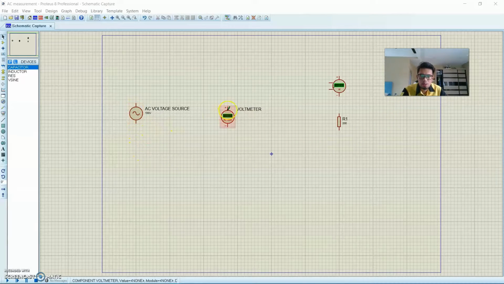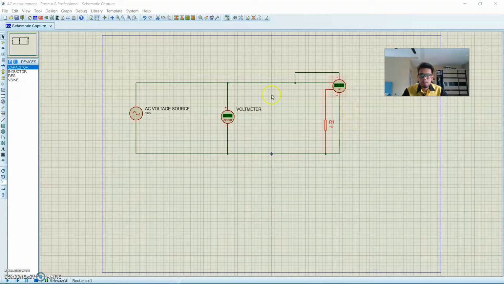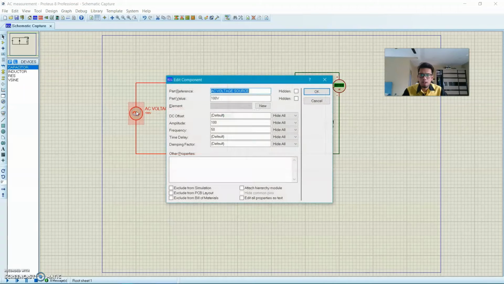I already chose all the components, so we're going to assemble it. This is the circuit arrangement, consisting of an AC voltage source, a voltmeter connected in parallel, and a wattmeter. For the AC voltage source, we set it by pressing the icon. This is the amplitude, based on the instructions: we need to set it to 100 volt for the V peak, and the frequency to 50 hertz. Other than that, we keep the default.